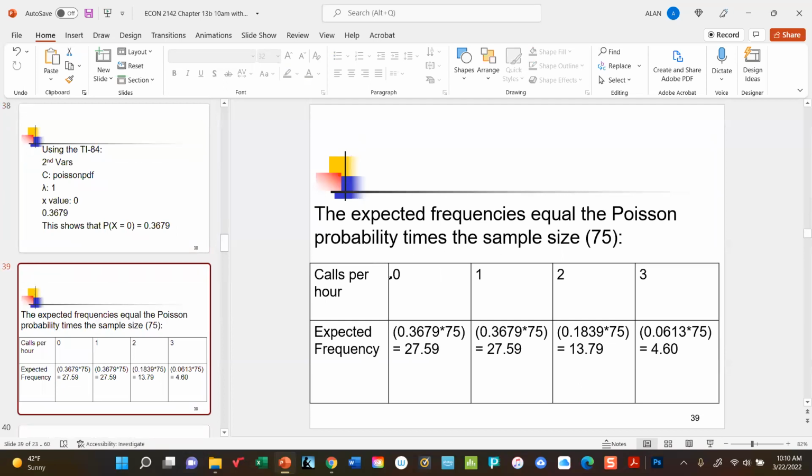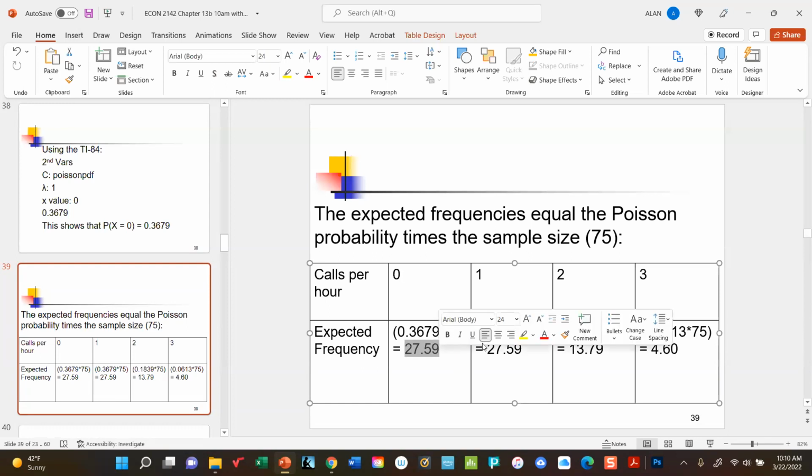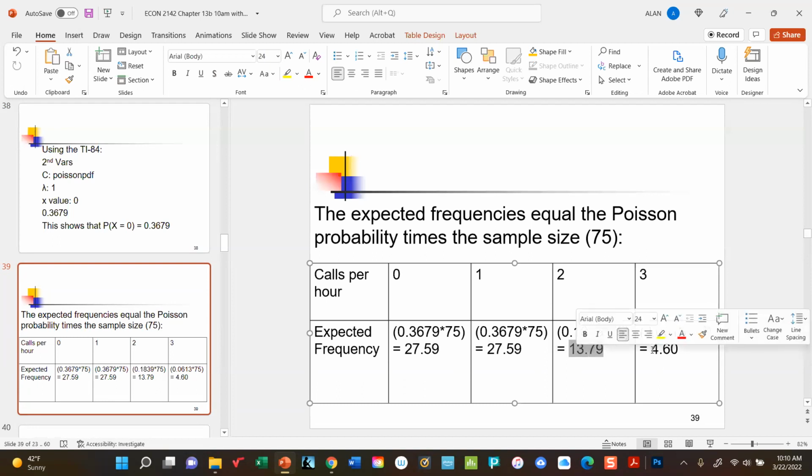So what you're actually doing here is you're multiplying the probabilities of being in that category times the sample size. So you can see I've done that down here. And what that means is that if the data is really and truly Poisson with a lambda of 1, then you'd expect that 27.59 times out of 75, we get no phone calls. And then same thing for 1. For 2, we'd expect this to happen 13.79 times. And for 3, it's 4.6.